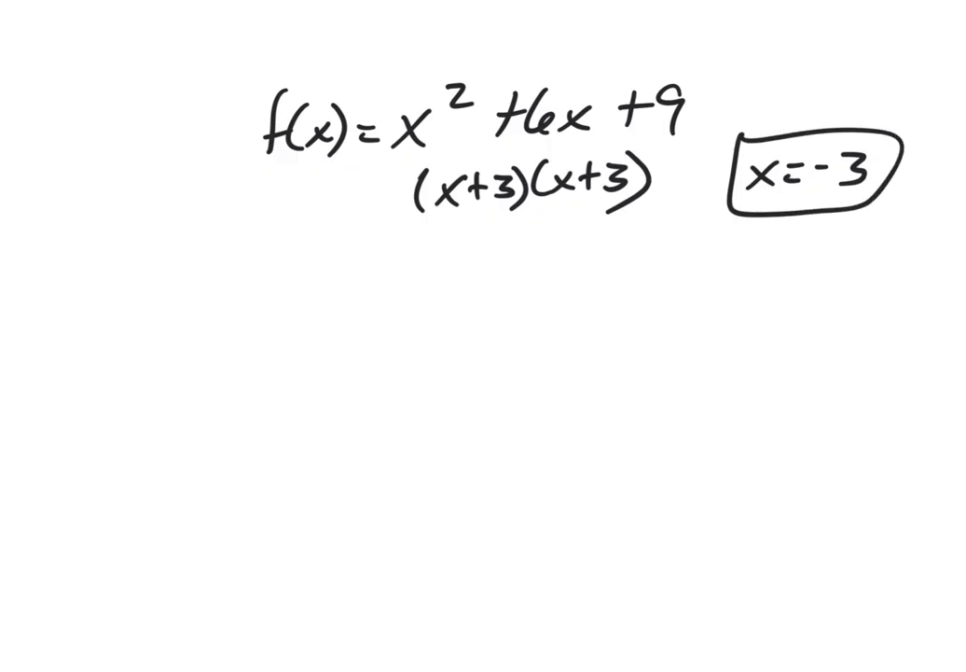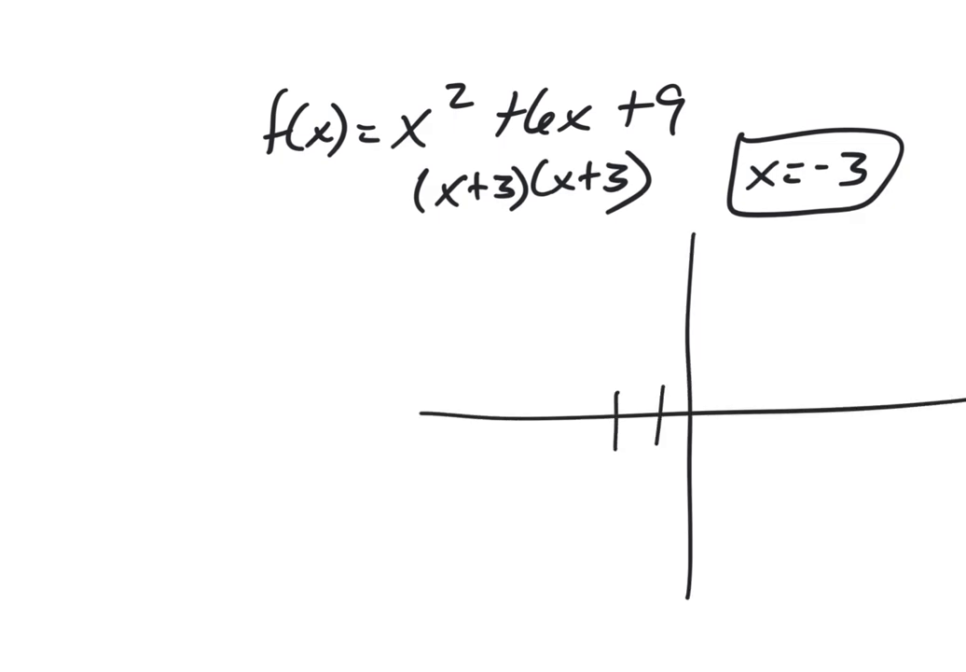Okay, and here's what we're going to find out. Not only is that my solution, and there's only one solution because they had the same factor, right? But that point is also my vertex. That's where it's going to come down and hit and either go back up or go back down.